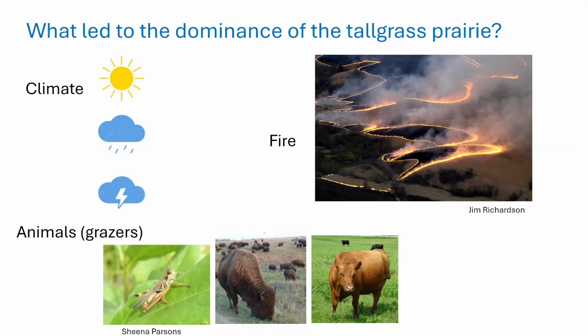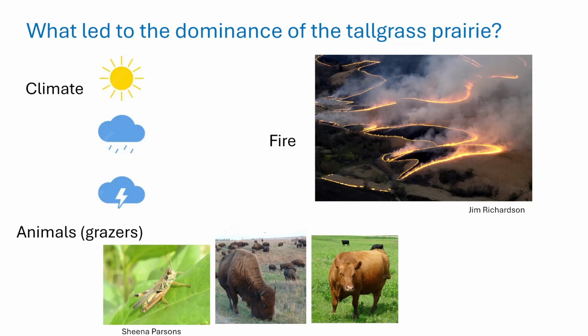So what led to the dominance of the tallgrass prairie in this part of the country? It really is the interaction of at least these three factors. Climate, we tend to be drier and have drought areas relative to farther east, for example. Fire can be introduced by lightning strikes, but a lot of the evidence suggests that indigenous people both set and managed fires in the area. And then that also interacts with a whole bunch of animals, especially those that are grazers.